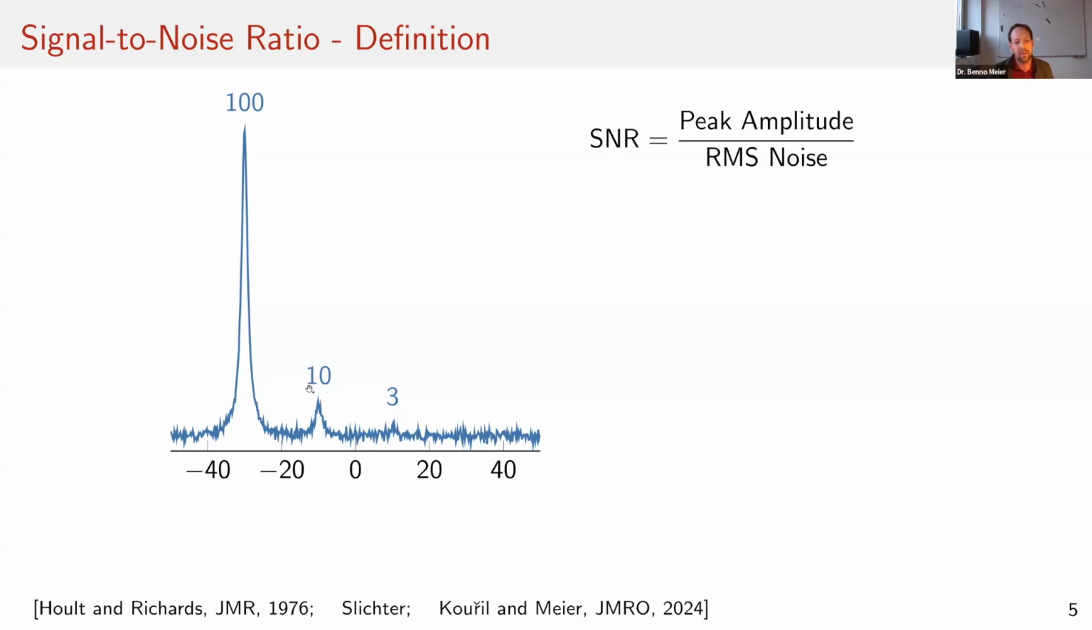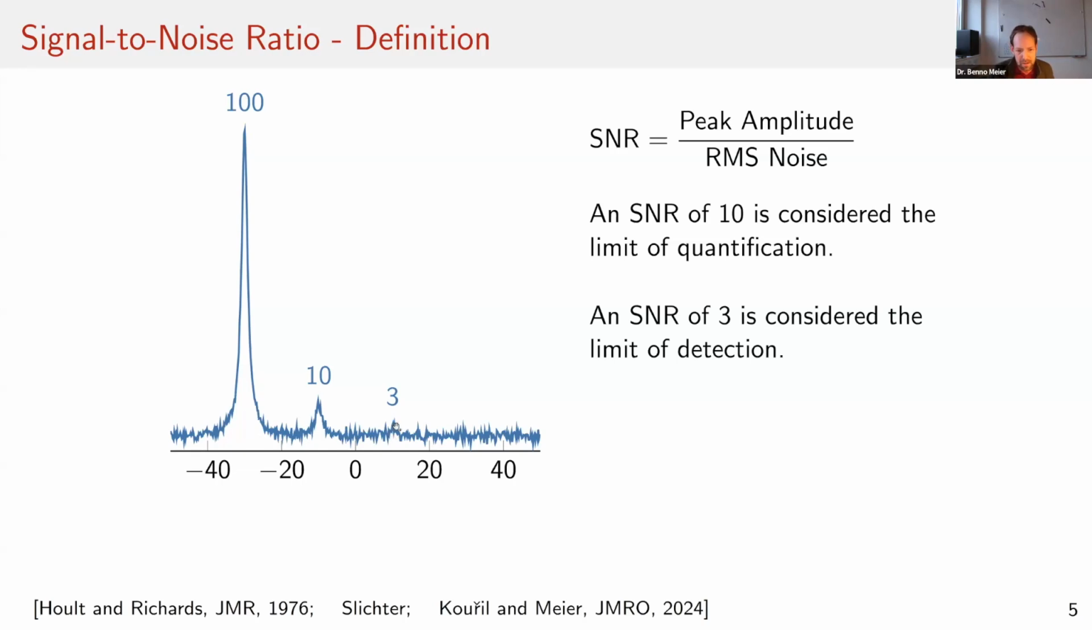And when you're down to a signal to noise ratio of 10, that's what's called the limit of quantification typically. And with a signal to noise ratio of 3, there's actually a peak here, and that's just at the edge of being detectable. I would probably not say that's a signal if I saw this on the spectrometer, but that's basically where the limit is. So those are the numbers, and this is the signal to noise ratio.